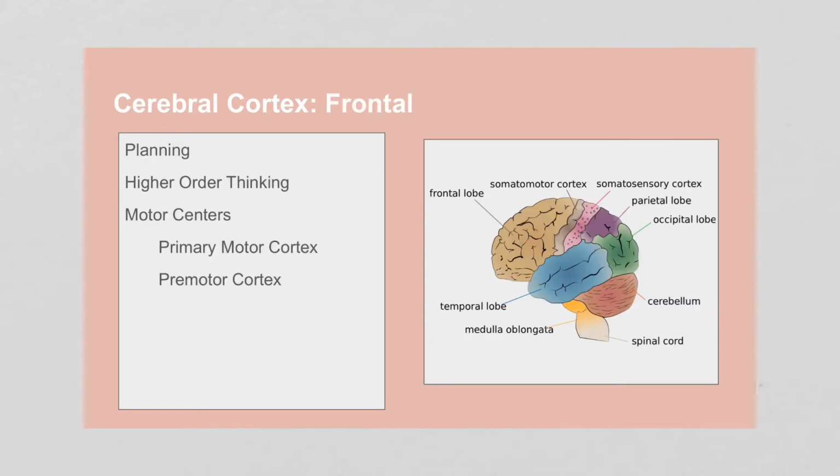We're going to spend some time looking at what happens in each of the lobes. We're going to start with the frontal lobe. The frontal lobe is where our planning happens, where higher order thinking happens, and is also where the majority of our motor centers are.